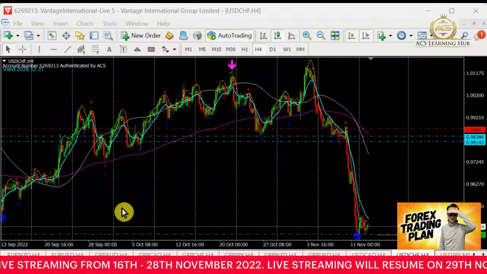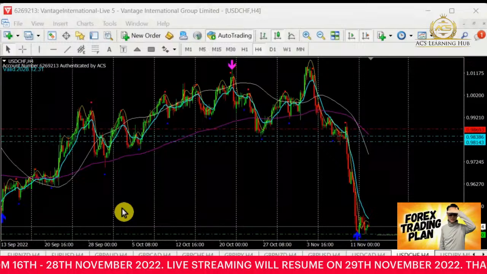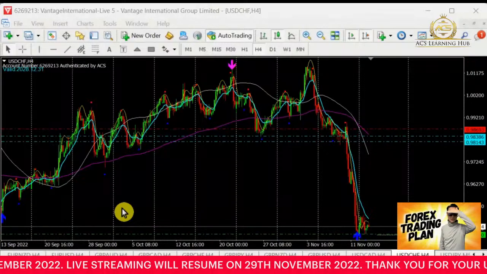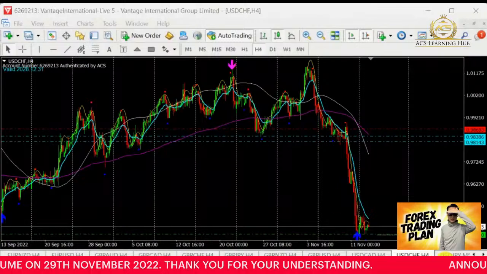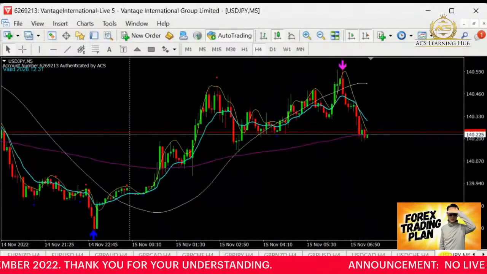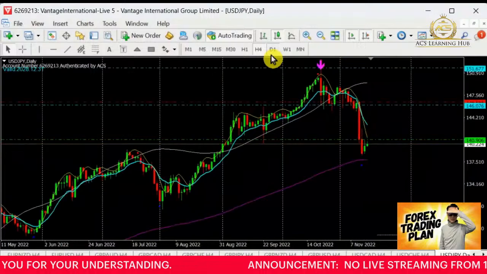Okay, and this is also an area whereby dollar franc may start to retrace upwards. So we may want to take a look. Be very careful with them. Okay, dollar yen. Let's take a look.